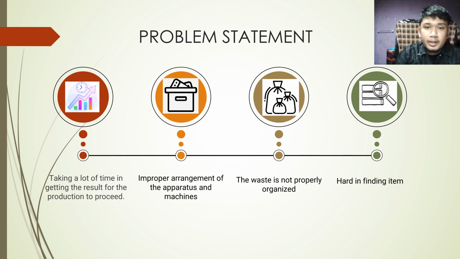Now I will explain the problem statement. For the first one, it takes a lot of time to get the result for the production to proceed. The second problem is improper arrangement of the apparatus and machines. The third one is the waste is not properly organized. And lastly, it is hard to find items.